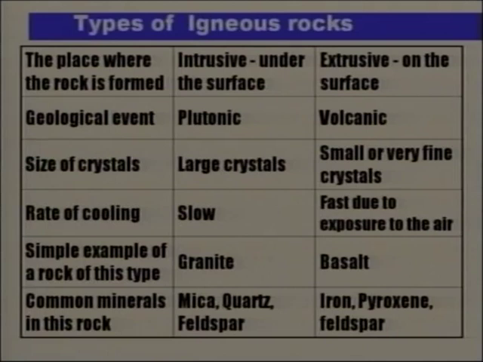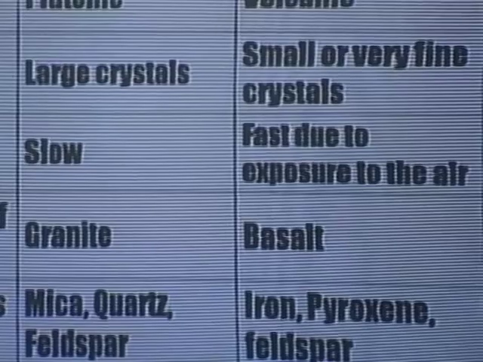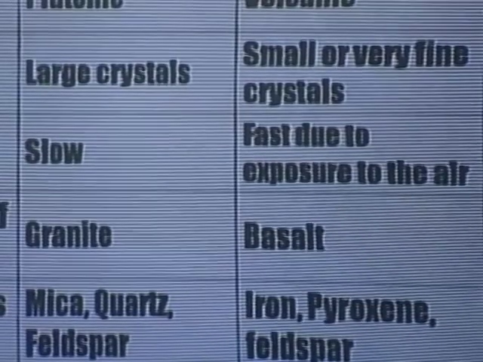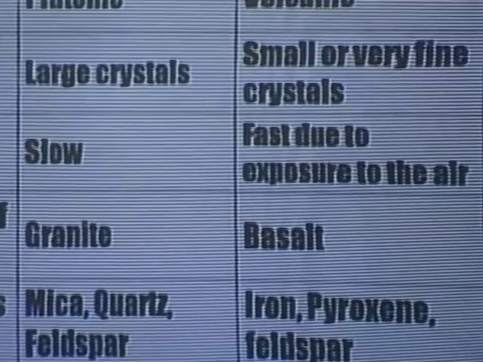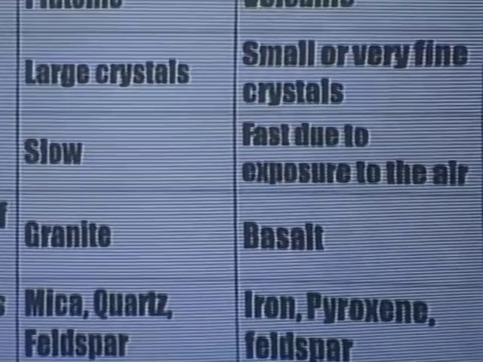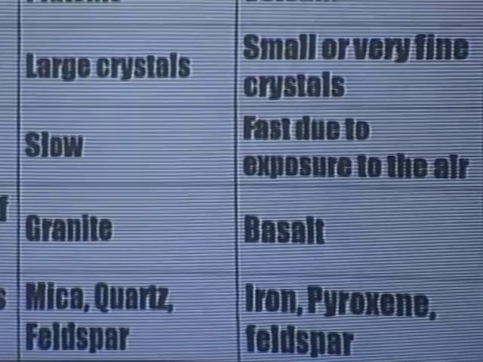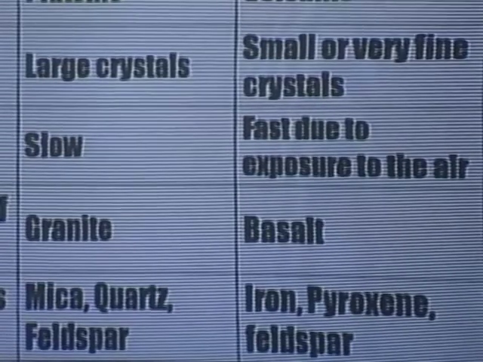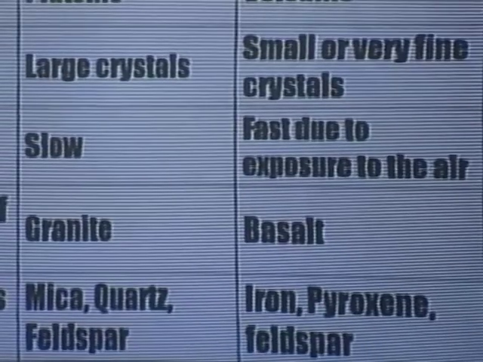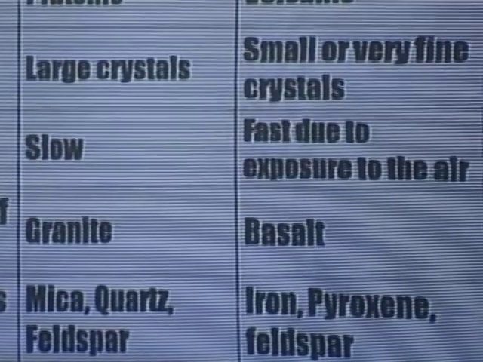So if rocks are made up of minerals, then in a simple example of an intrusive igneous rock, which is granite, there would obviously be minerals. Three of the common minerals found in a rock of granite are mica, quartz, and feldspar. Note that mica, quartz, and feldspar are not rocks, they are minerals. Similarly, for basalt, the minerals which are common are iron, pyroxene, and feldspar. Those were the three minerals which were common that we looked at in a rock of basalt.